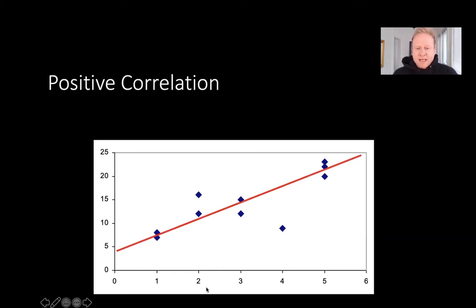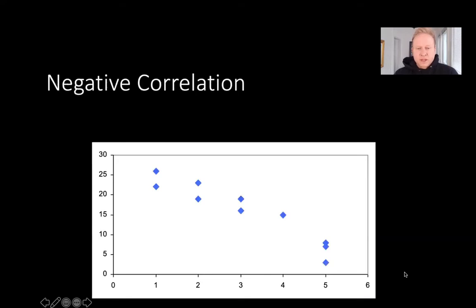So that means that as x increases, getting closer to 6, y goes up to 25. So you see the 6 is closer to the 25. And then we've got negative correlation. So notice how the little blue triangles are actually trending down, and we can draw a line between them.